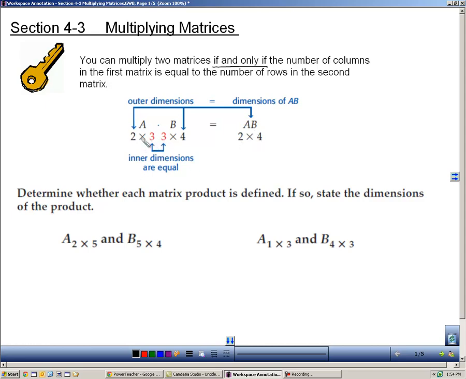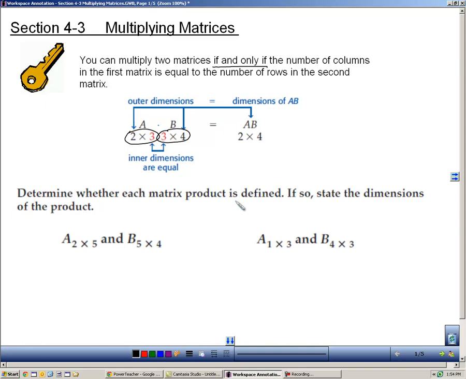So if you write your two matrices next to each other, their dimensions, so here's the first dimension, here's the second dimension. If you write them out and the inside number is the same, then you can multiply them, and what you'll get is a matrix that's made up of the outside numbers. So let's look at an example.